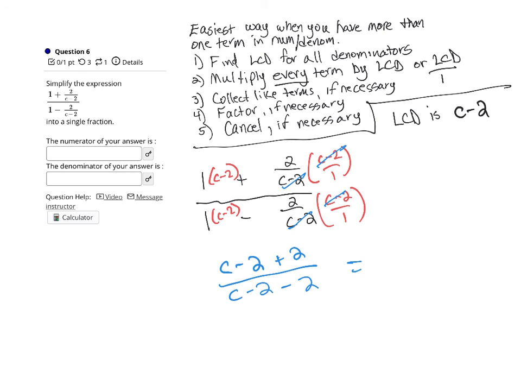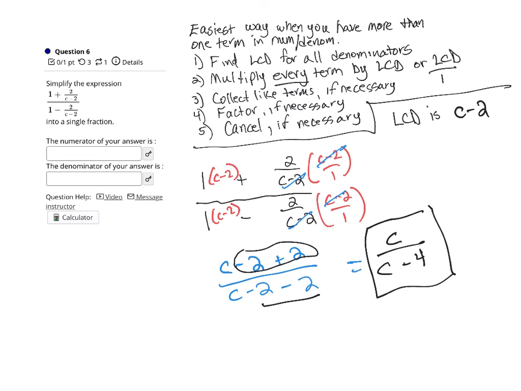So now we want to collect like terms. So we look at this minus 2 and plus 2 go away. So that's just a c. And the bottom, bring down the c, minus 2 minus 2, the signs are alike, so you add and take the common sign, so that's a negative 4. So that is our answer, c over c minus 4. And it looks like they want you to put the numerator and then the denominator.